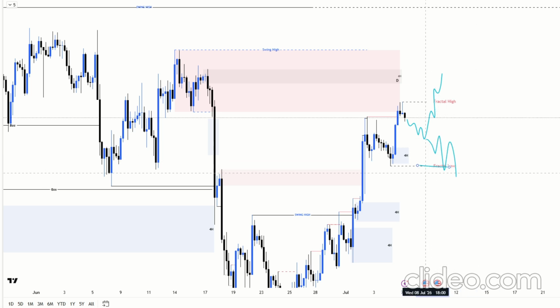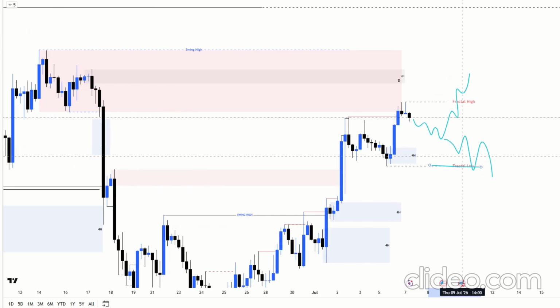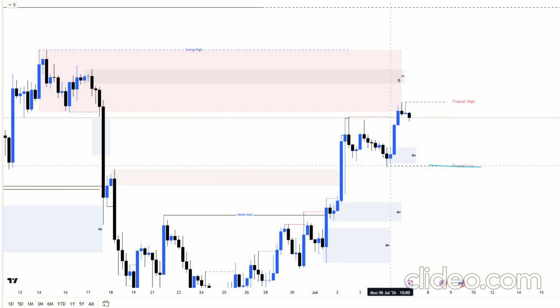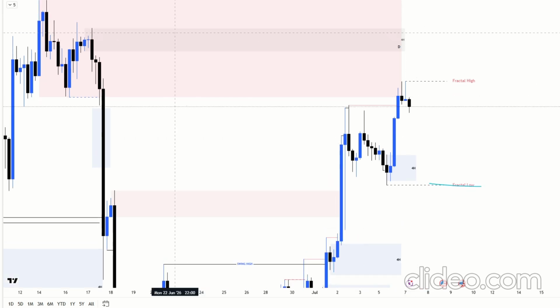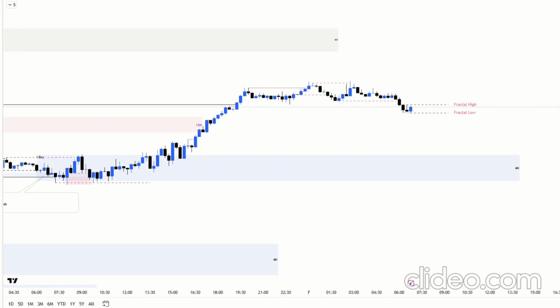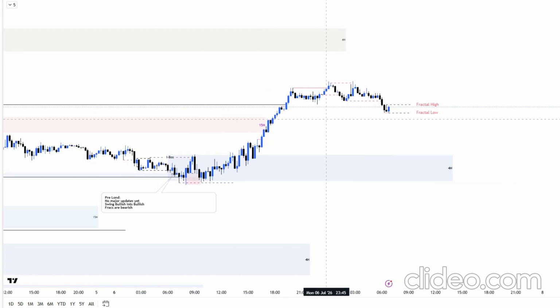a bearish continuation. So currently what we have is the 4-hour internals are bullish, and I just want to mark the most recent transaction because this is what we're trading today. And when you drop down to the 15 minutes, this is what we have.